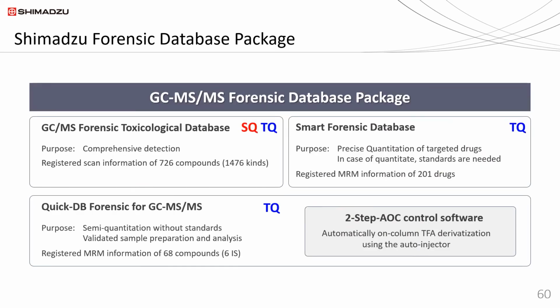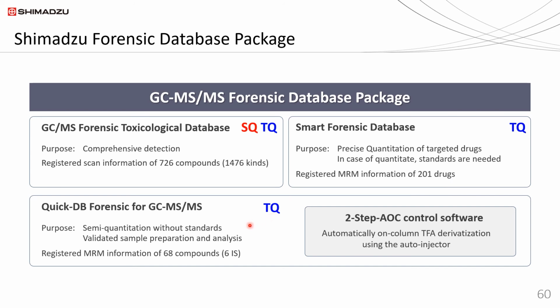And if you are in forensics, we have a combined forensic solution in a single package. This package consists of three portions. The GCMS Forensic Toxicological Database contains mass spectra for 726 compounds and can be used for identification in discovery works. The Smart Forensic Database contains MRM information to kickstart quantitative analysis for more than 201 drugs.